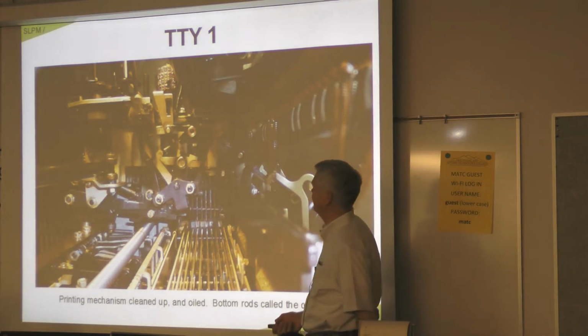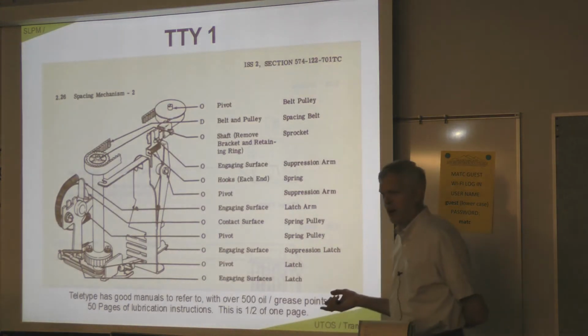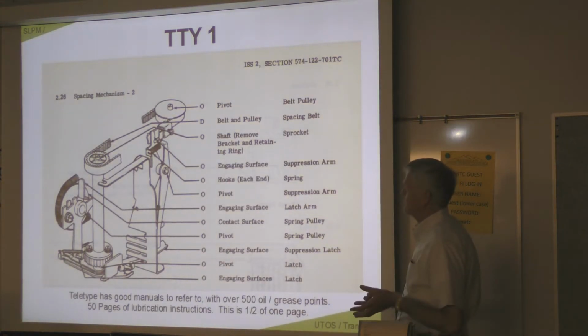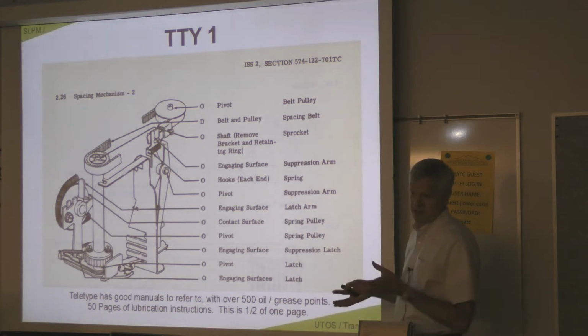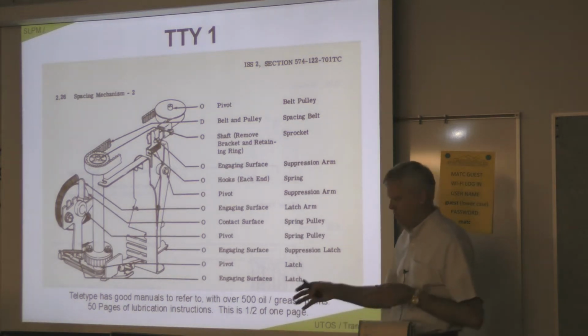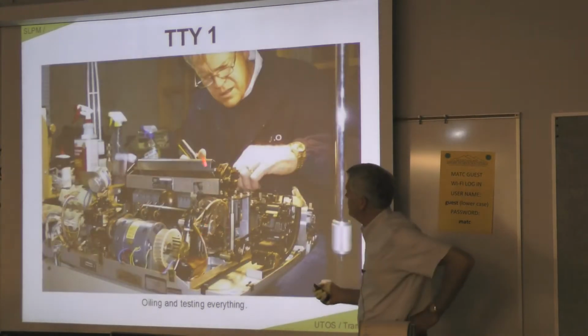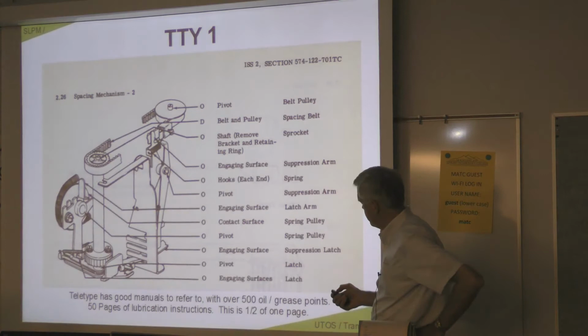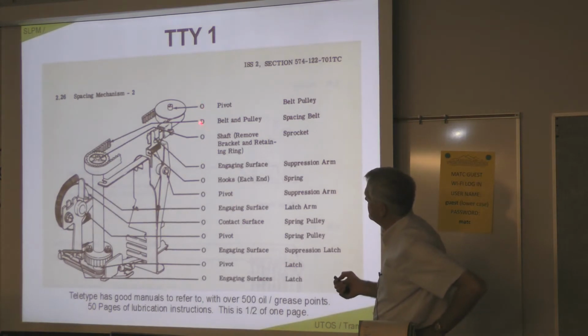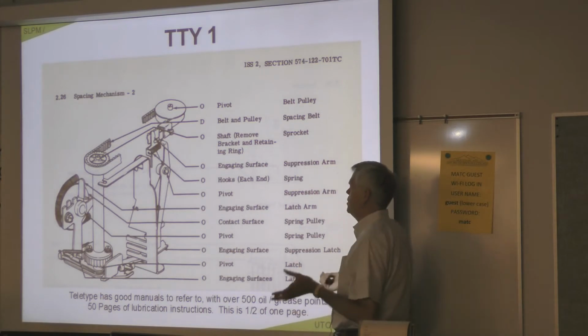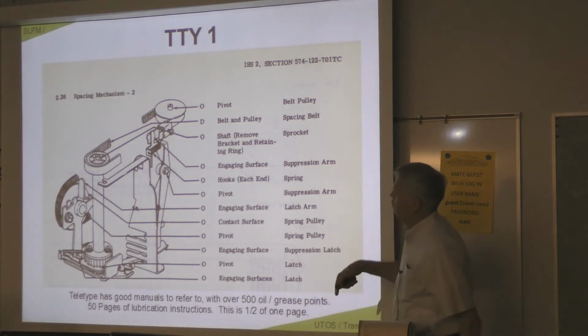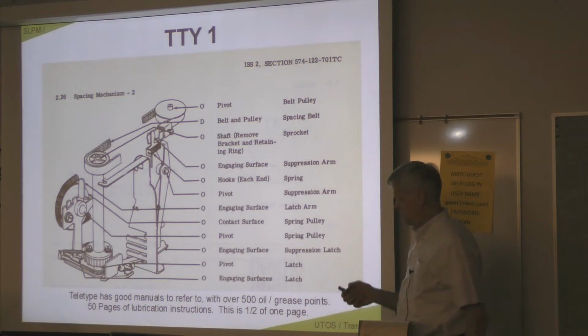All mechanical. This is an example of one of the manuals that shows you how to oil and grease it. In each Teletype, these two machines, there are over 500 oiling and grease points. For example, on this one, we have D, which means keep dry, so don't put any oil on the belt. O is for oil, and another one is G for grease. So everything is O, D, or G, and this is just half of one page, and there are 50 pages of this.